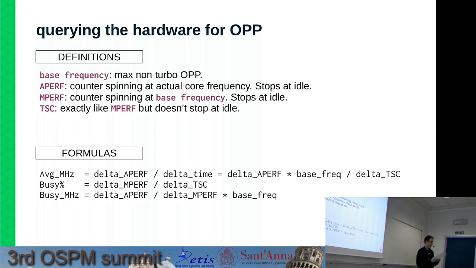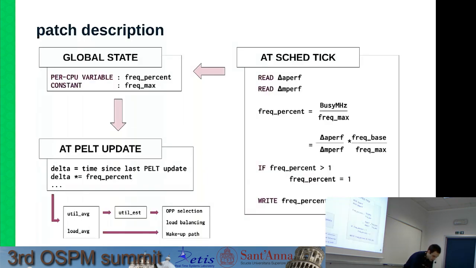Busy percent is the percentage of time the core has not been idle during a time interval. And busy megahertz is the average frequency in a time interval, but after removing all the idle time that has occurred. So this is what we can actually ask, as those metrics tell us what happened in the past.